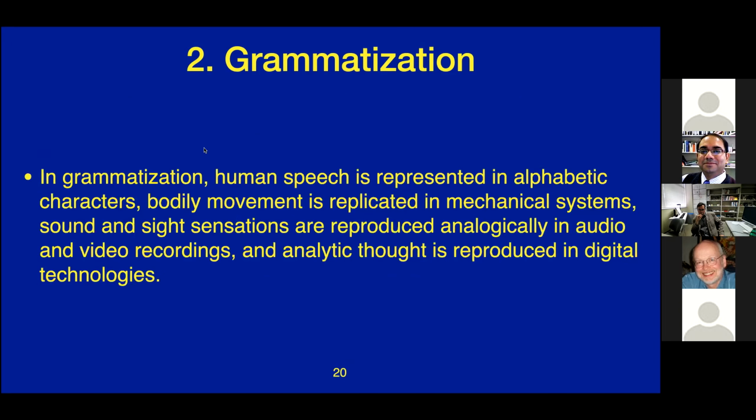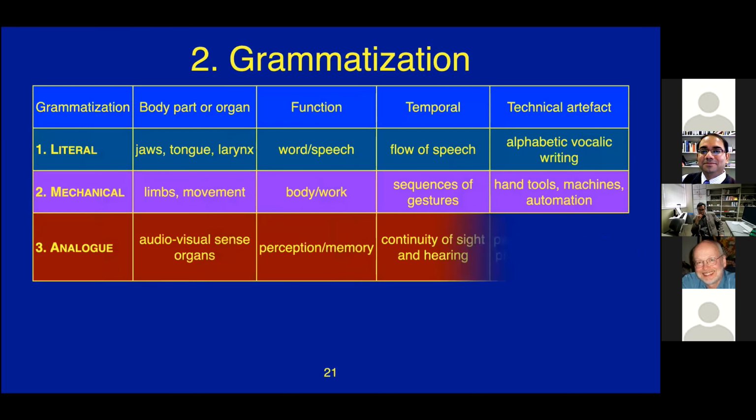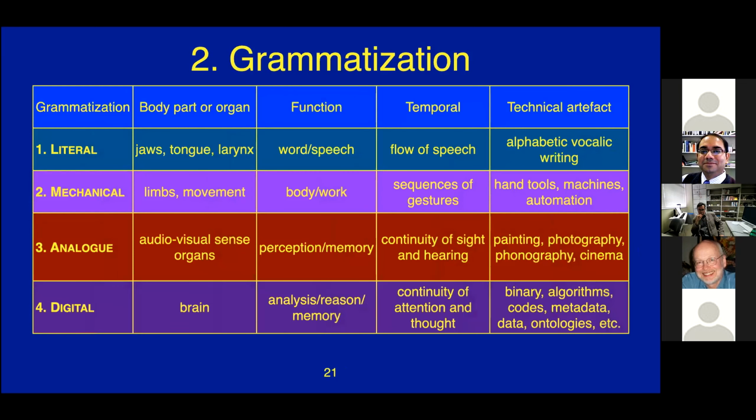In grammatization, human speech is represented in alphabetic characters. Bodily movement is replicated in mechanical systems. Sound and sight sensations are reproduced analogically in audio and video recordings, and analytic thought is reproduced in digital technologies. According to Stiegler, grammatization involves the transformation of human behavior into a discrete spatialization of time.